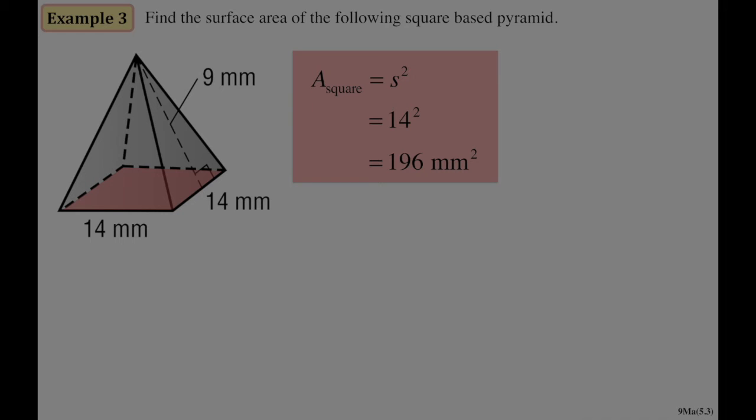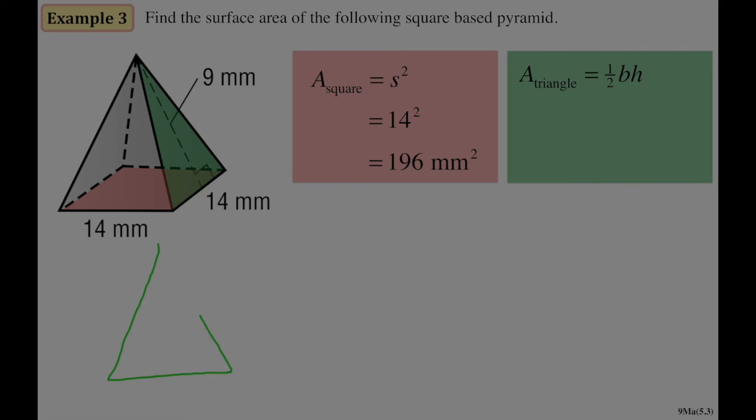Now, all square-based pyramids have 4 triangles around the outside that create the shape, and every triangle is the same shape. So let's focus on just one of those triangles, and I've highlighted it there in green. So it's actually, if I looked at it by itself, something like this. There's 14 down the bottom, and we're told that the distance from the top to the bottom is 9 millimetres. So that's what we've got.